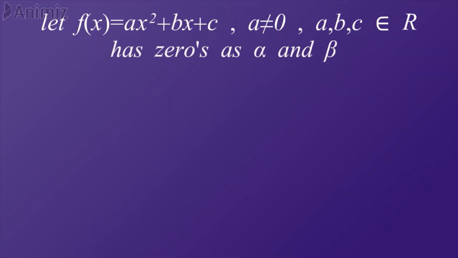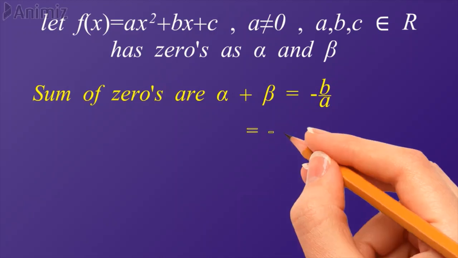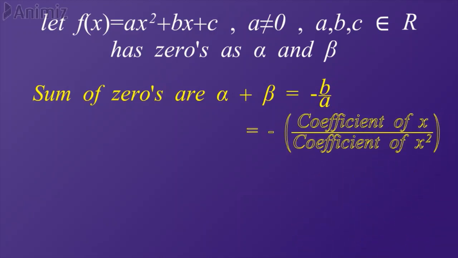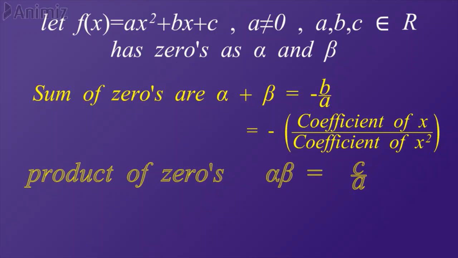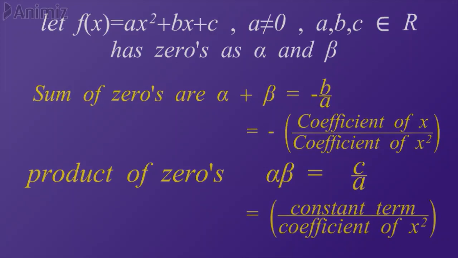Then the relation between the zeros and the coefficients are: the sum of zeros, alpha plus beta, is equal to minus b by a, that is, minus of the coefficient of x upon the coefficient of x square, and the product of zeros, alpha into beta, is c by a, that is, the constant term upon the coefficient of x square. This is the relation between the zeros of the polynomial and the coefficients.